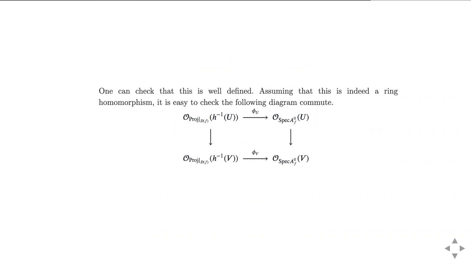This commutative diagram is very easy to check. I think basically Simple will do that. Did someone write something? Yes.